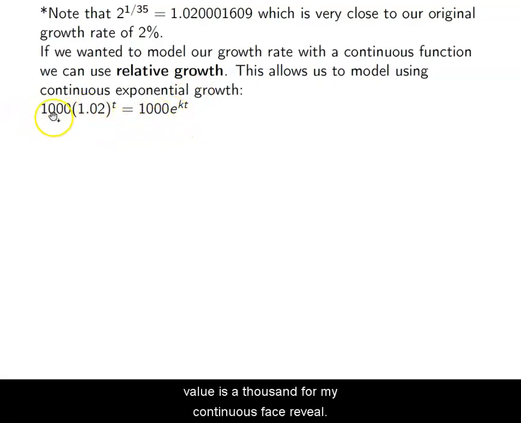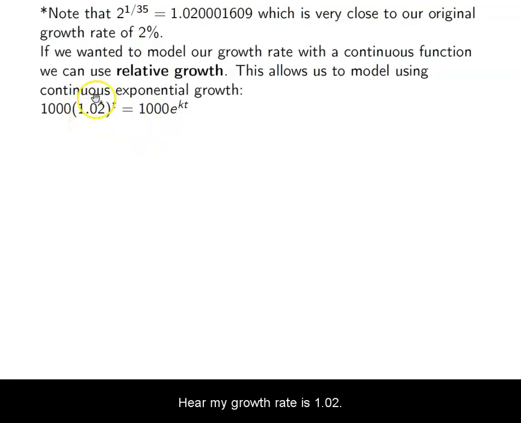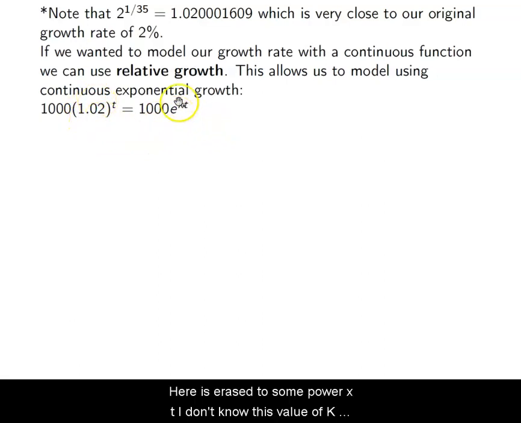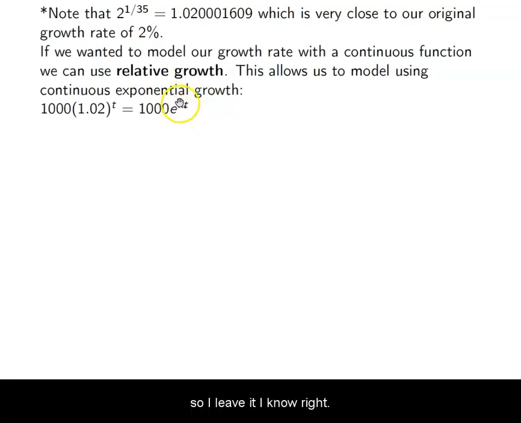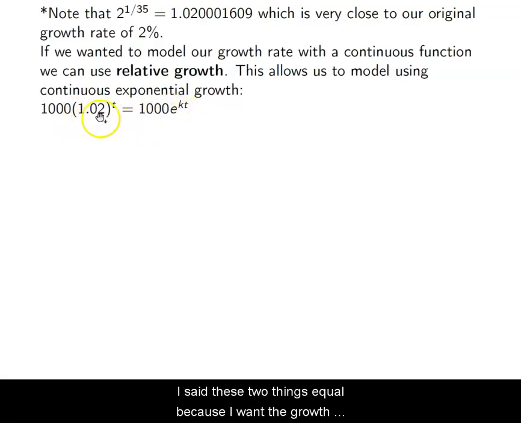My initial value is 1000. For my continuous base of e, it's still an initial value of 1000. Here my growth rate is 1.02. Here it's e raised to some power k times t. I don't know this value of k, so I leave it unknown, right? I set these two things equal because I want the growth rate here to be the same as the growth rate here. My goal is to solve for k. So I'm going to start trying to solve for k.